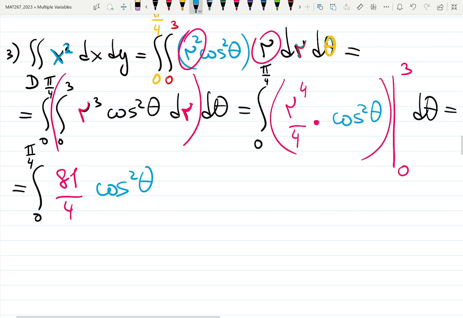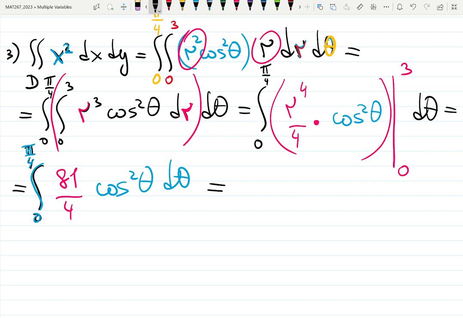D, let me put it in pink now. D, in blue, D theta. Theta is from 0 to pi over 4. And now we have an outside integral with a constant and then cosine squared theta. Yay, we know how to integrate that. We learned calculus too. How do you integrate that?